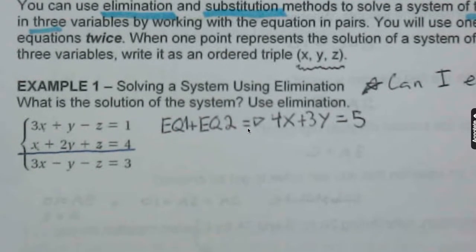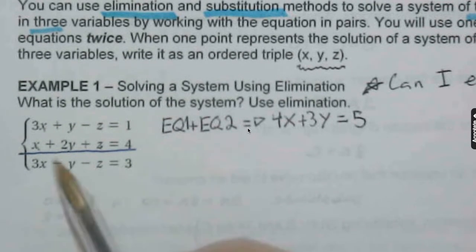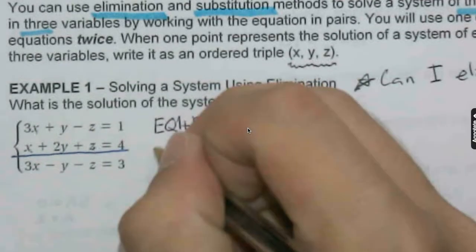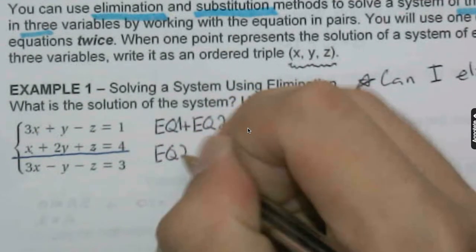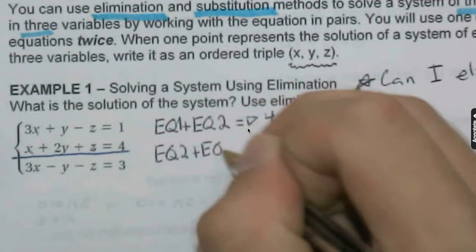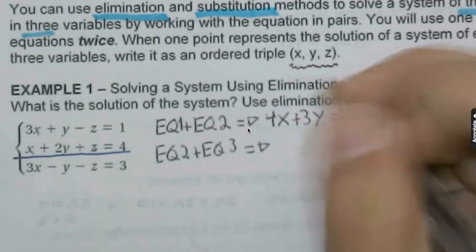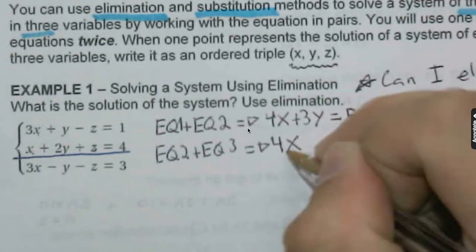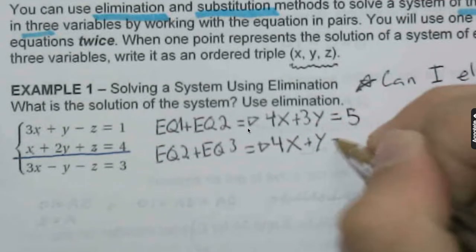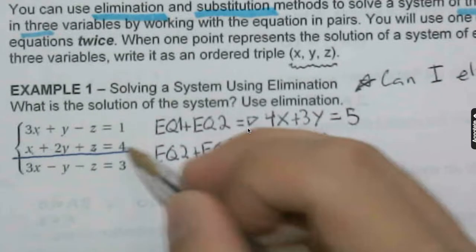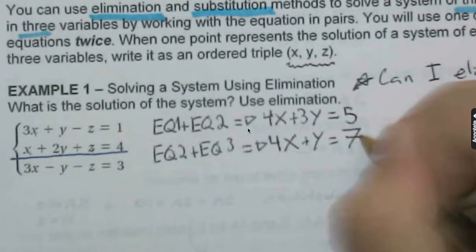So notice that we've just worked with the first 2 equations. And now, do we see any other variables we could eliminate or anything else that we could modify? Hopefully you're saying that we can also eliminate the z variable if we combine equation 2 and equation 3. So if we go from there, combining equation 2 and equation 3, leaving us with 4x, we now have 1y. Our z term canceled because that's what we wanted. 4 and 3 gets us 7.